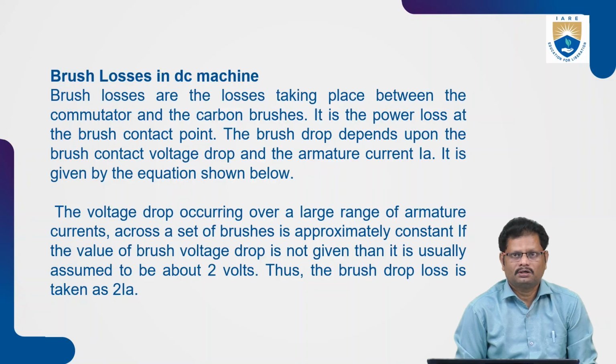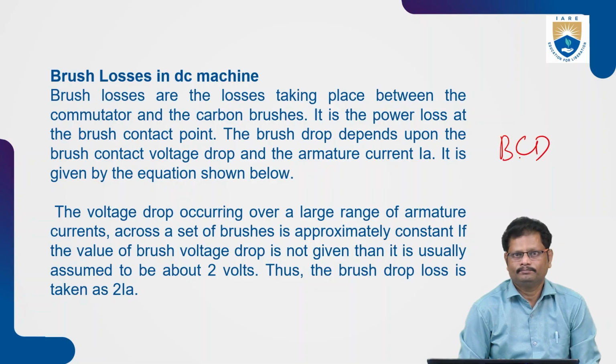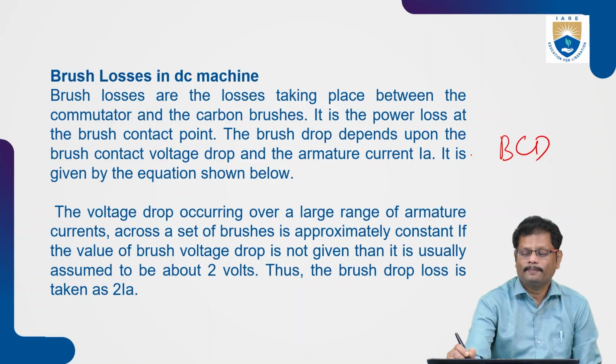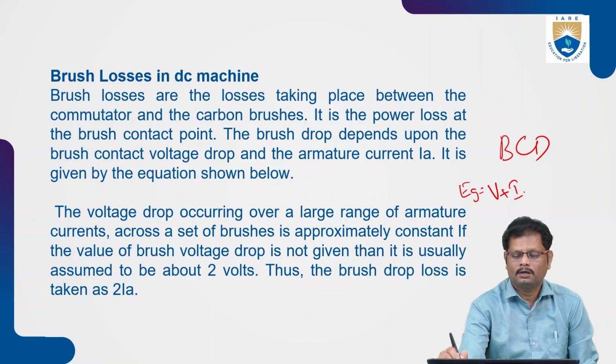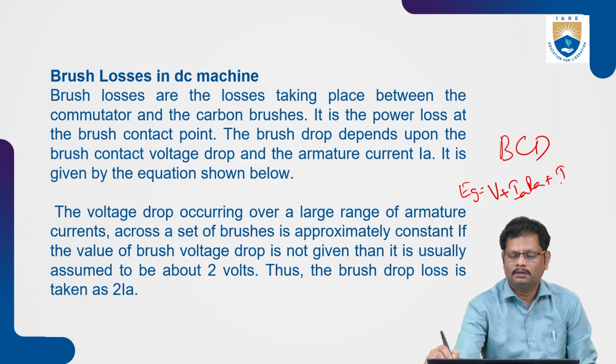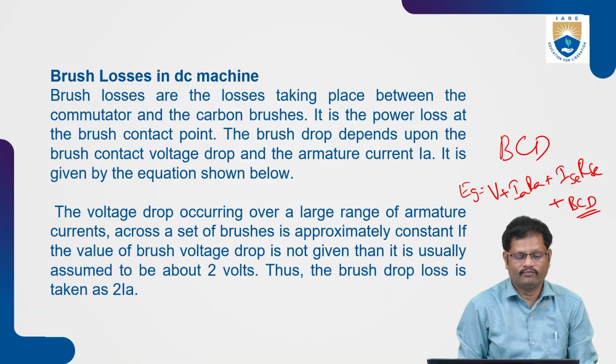The brush drop depends upon the brush contact voltage drop, also called BCD, and the armature current Ia. So it is given by the equation Eg equal to V plus Ia Ra plus Isc Rsc plus brush contact drop. This can also be considered while calculating the generated EMF.